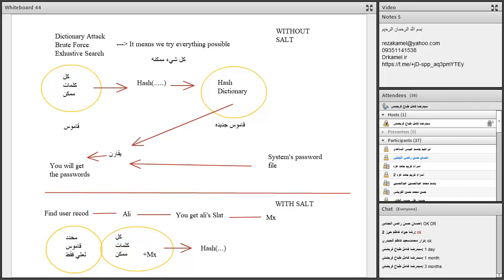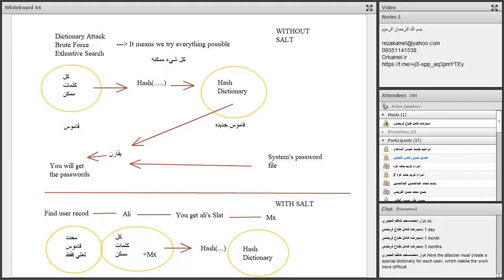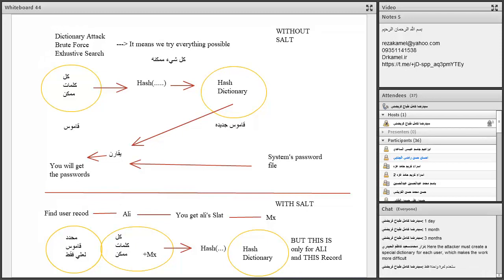Now after that you will have one hash dictionary, same as above. Okay, you have one hash dictionary, but this is only for Ali and this record. We call it one time use only.